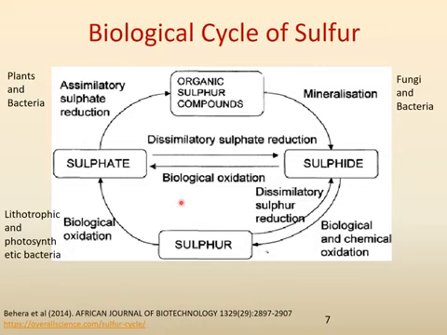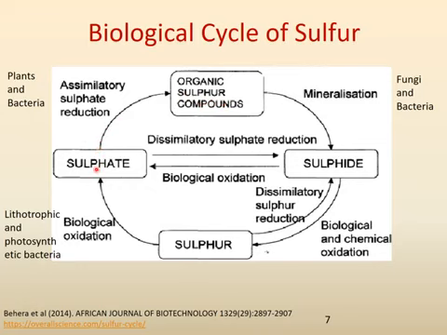Biological cycle of sulfur. Biological cycle of sulfur means cycling of sulfur through different organisms. Sulfur, through biological oxidation by bacteria like lithotrophic and photosynthetic bacteria, is converted into sulfate. Sulfate in turn is assimilated by plants and bacteria into organic sulfur compounds.